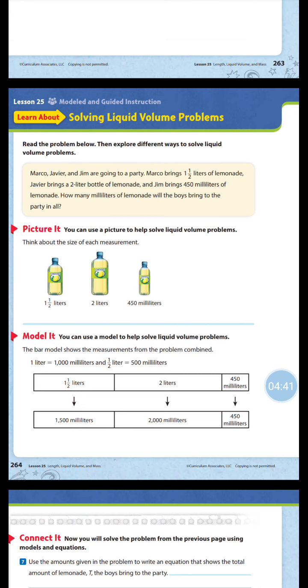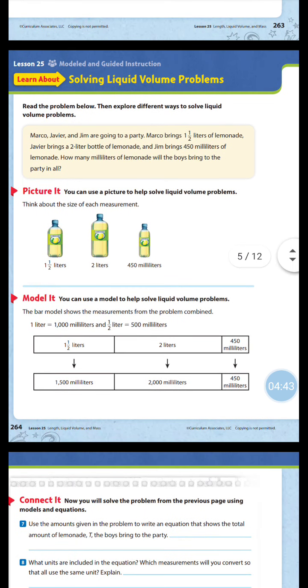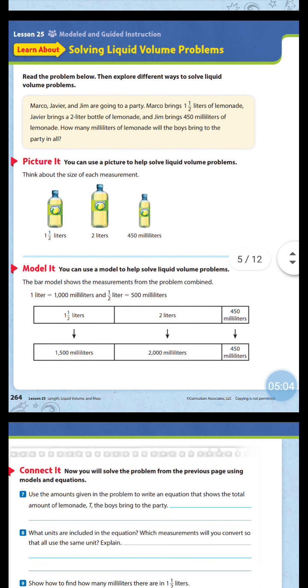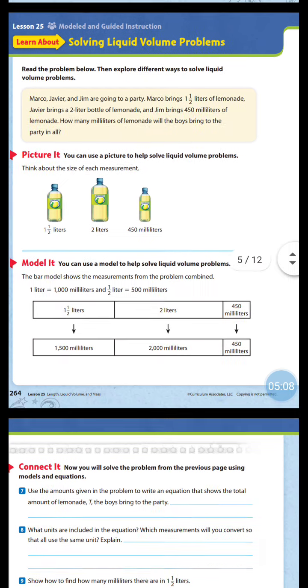So if you notice again, we have 2 different units of measurement. We have liters and we have milliliters. Okay, so what we need to know is that 1 liter equals 1,000 milliliters. So that means if 1 liter equals 1,000, we need to figure out how much is in a half. So half of 1,000 is 500. So you could draw a bar model like the one shown here.